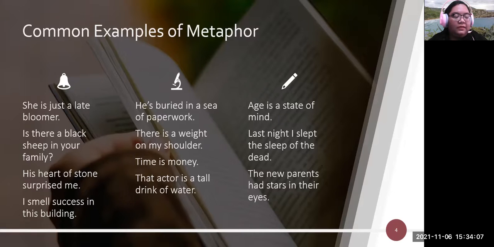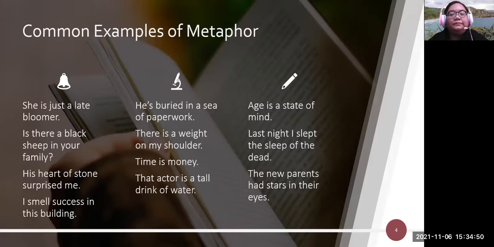Okay, sleep of the dead. This is comparing your sleep to how deep the sleep was, like someone who has died. If they died, their sleep would be really deep, wouldn't it? And then the new parents had stars in their eyes. Twinkling, all that bling in the stars in the eyes. That is another image that tells you the emotion of the new parents. These are just some examples.